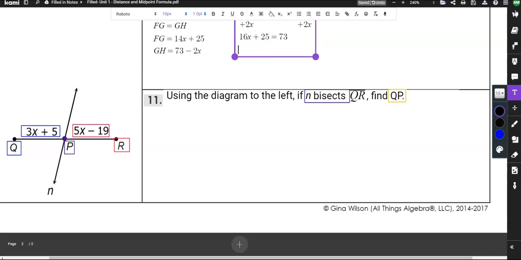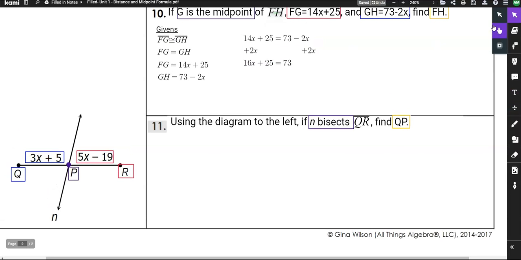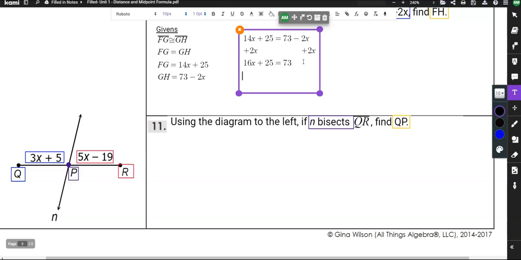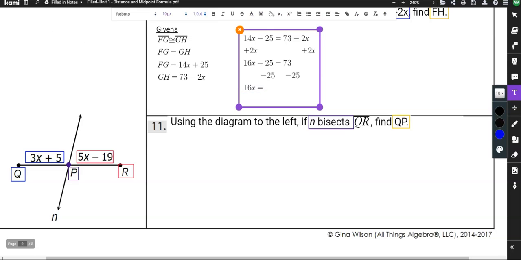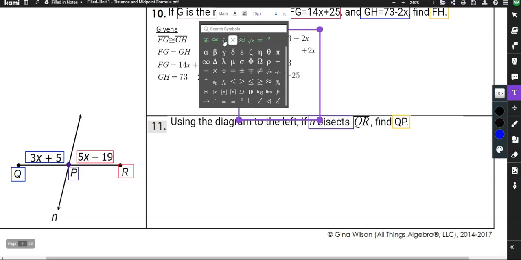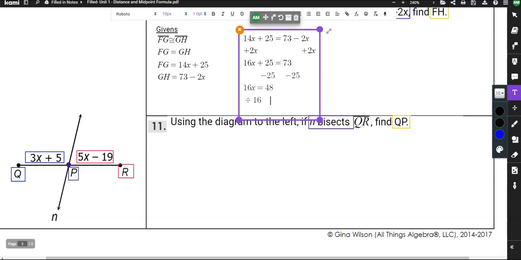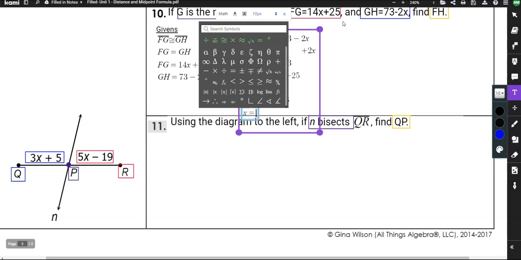Then I'm going to subtract 25 from both sides. So minus 25. And that's going to leave me with 16x is equal to 48. And then we're going to divide both sides by 16, which is going to leave us with x is equal to 3.